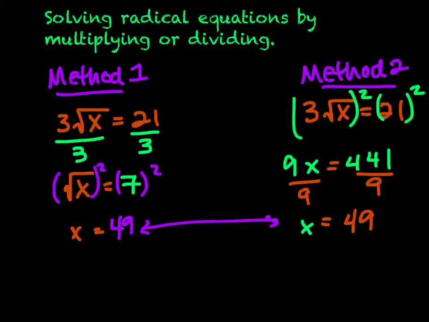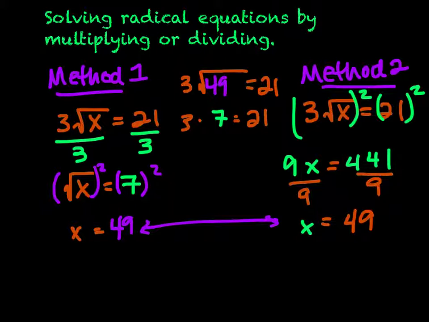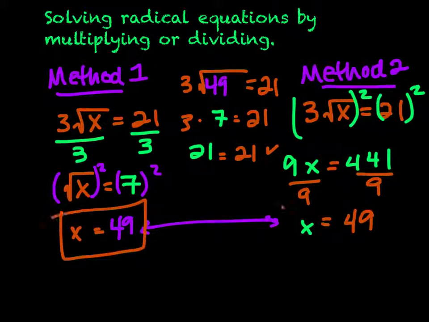Now that doesn't necessarily mean we're right. We actually need to check our work. So let's check our work right here in the middle. We have 3 square root 49 is equal to 21. Square root of 49 is equal to 7. So we have 3 times 7, which is equal to 21. 3 times 7 is 21, so 21 is equal to 21. Checks out, so x equals 49 is our answer.